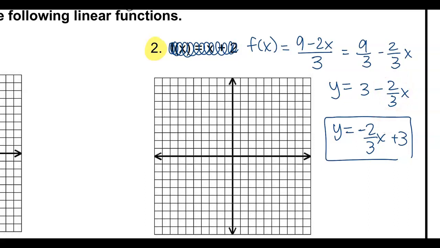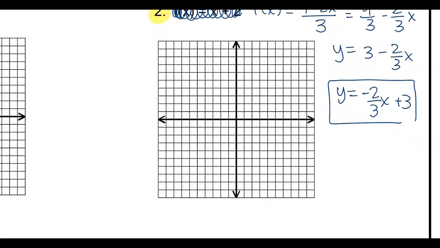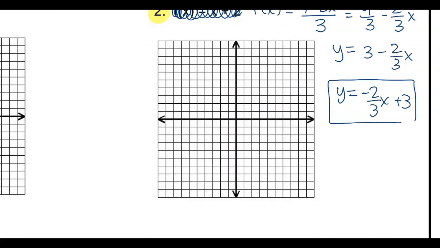Since your slope is negative, guys, keep in mind, negative slopes go in a down direction just like this. So when I graph this out, make sure that you put as many points as possible. So since it's in slope-intercept form, we're going to start the graph at positive 3, which is right here. From that point, I'm going to go down 2 units to the right 3.